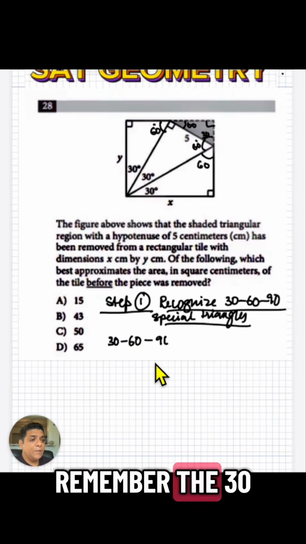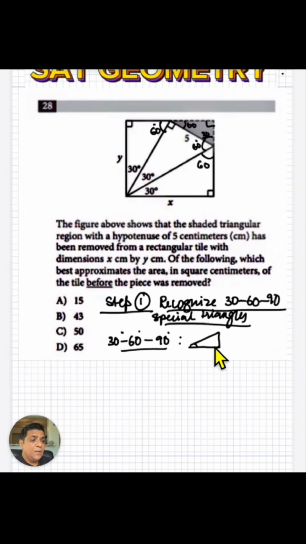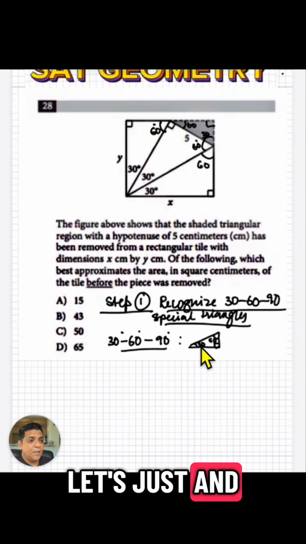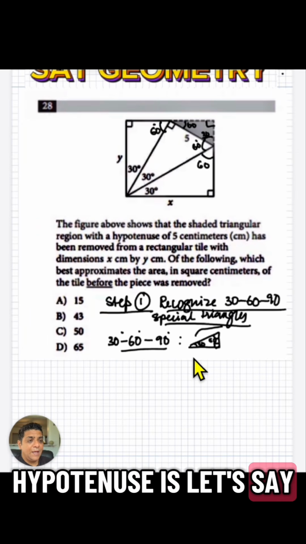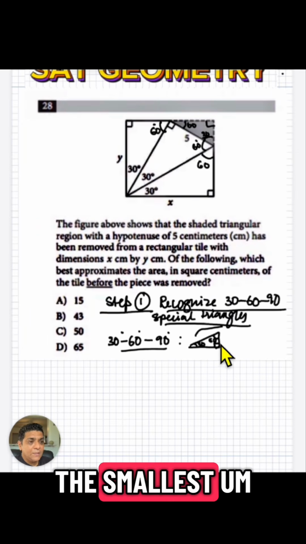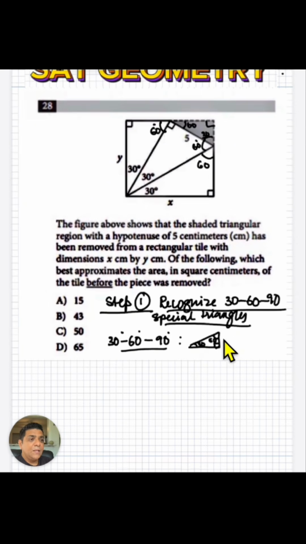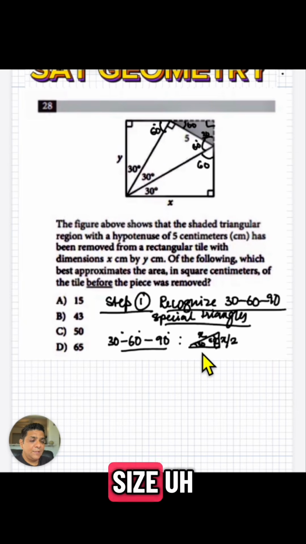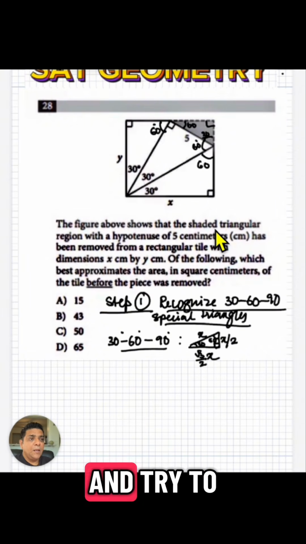If you remember the 30-60-90 special triangles, the way they work is if you have this right triangle, and this is the hypotenuse, this is the smallest angle 30 and this is 60, and the hypotenuse is, let's say, x, then the smallest side, which is right across from 30 degrees, is going to be half the length of the hypotenuse, x by 2, and the intermediate side is going to be root 3 by 2 x.